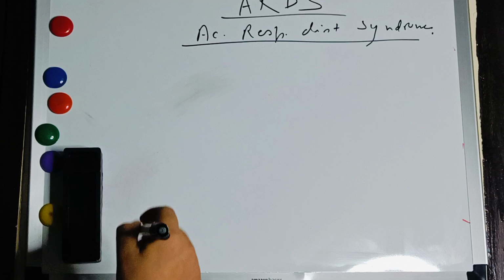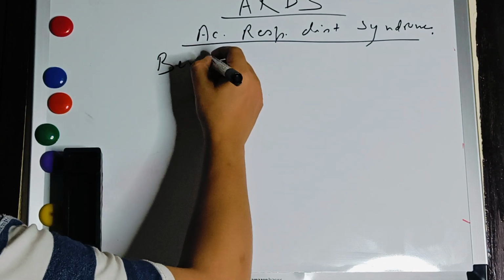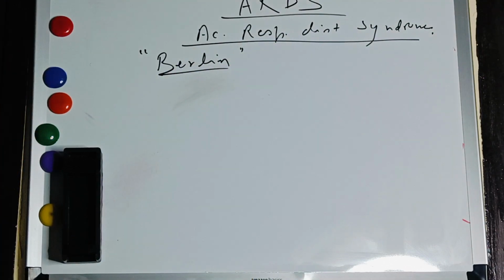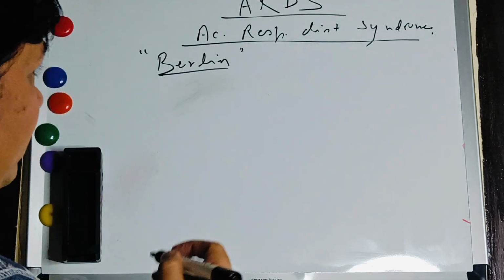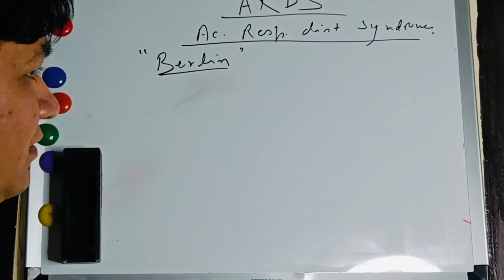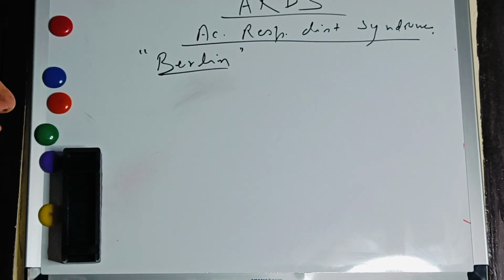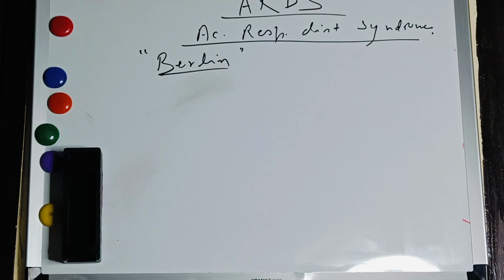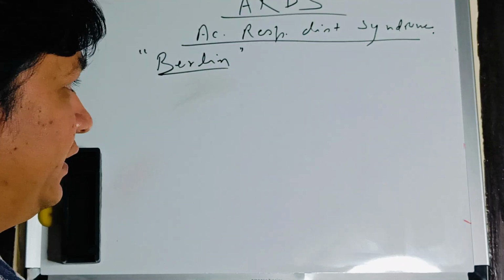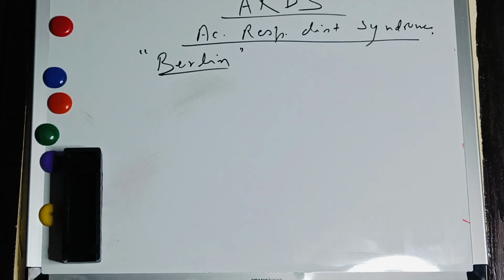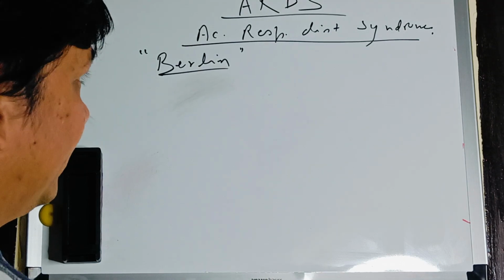According to the Berlin definition, it's a conference that has been convened to define ARDS. Earlier, there was a conference between American and European specialists regarding the acute respiratory distress syndrome definition and its identification. There was a lot of confusion about acute lung injury and respiratory distress, and so the Berlin definition has more or less largely clarified what is acute respiratory distress syndrome.